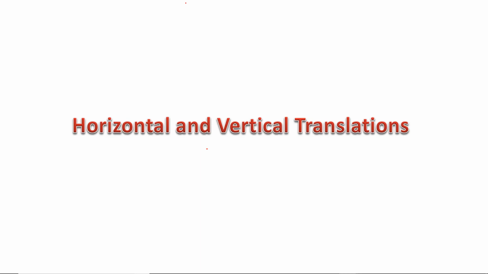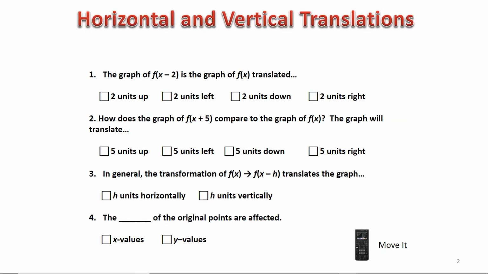We are talking about horizontal and vertical translations. The graph of f(x minus 2) is the graph of f(x) translated... x minus 2 means either left or right, right? It will not be up or down. So what will be the answer? It will be right. With x minus 2, in the ordered values you will be adding 2 to x. That means you are shifting it to the right.